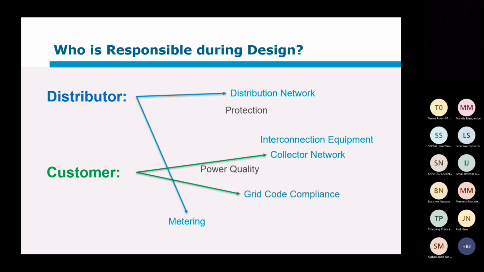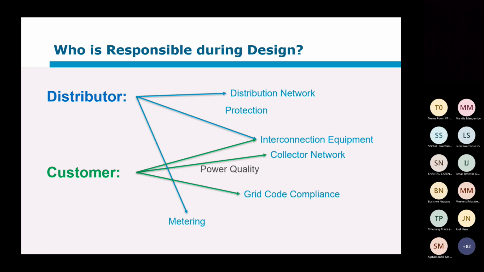And then interconnection equipment. Customer. Got a few customers. Well, I would say there's a responsibility for both during this stage, because you want to make sure that you have that interconnection.